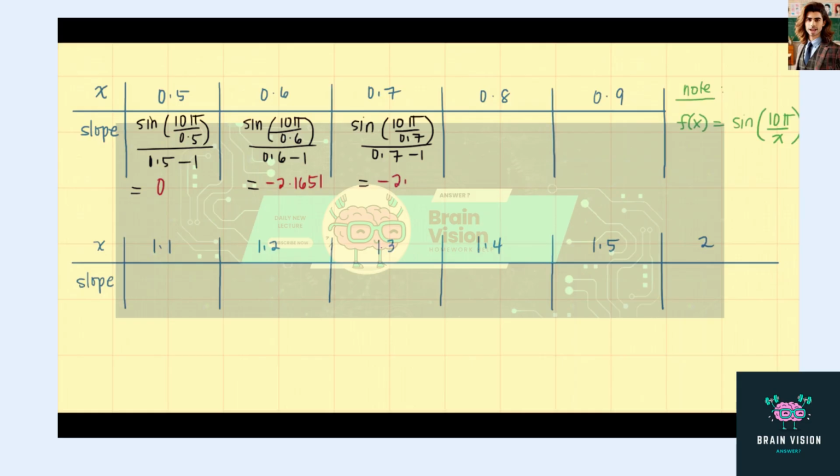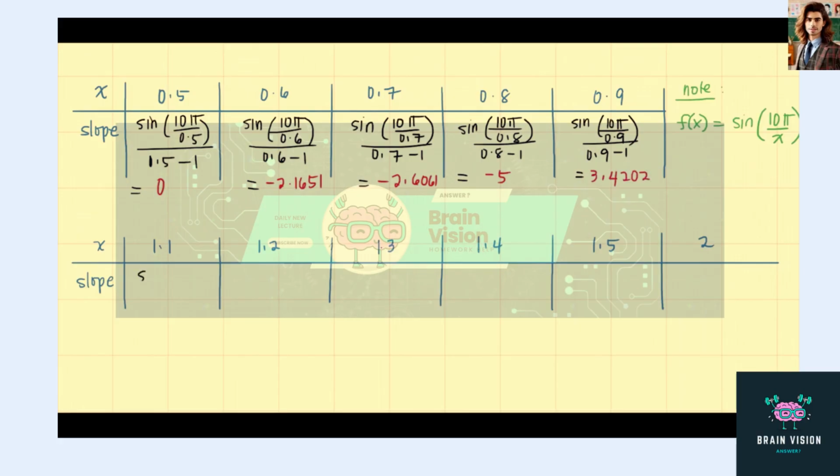At x equals 0.7, we have sine of 10 pi over 0.7 over 0.7 minus 1, which gives us negative 2.6061. At x equals 0.8, we have sine of 10 pi over 0.8 over 0.8 minus 1. This gives us negative 5. And if it's 0.9, we have sine of 10 pi over 0.9 over 0.9 minus 1. This gives us 3.4202.